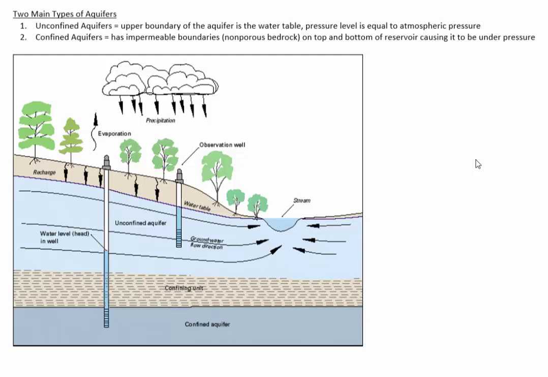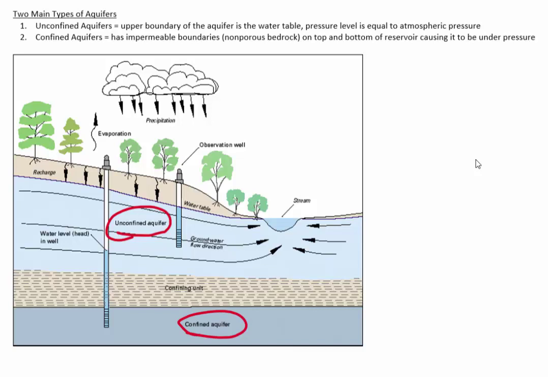Today we're going to review the two types of aquifers that exist and identify them in the picture, and then we're going to talk about how humans access the water from these different types of aquifers. So the two types of aquifers are unconfined and confined.